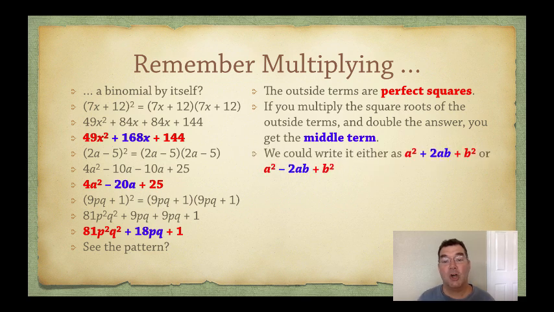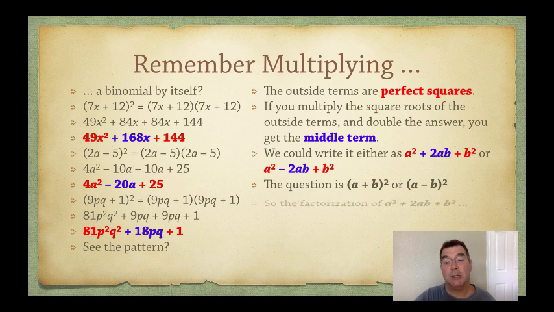Okay? So we could write it as a squared plus 2ab plus b squared, or if there was a minus in the middle, a squared minus 2ab plus b squared. So the question then is a plus b all squared or a minus b all squared, depending on whether there's a plus or a minus attached to that middle term.